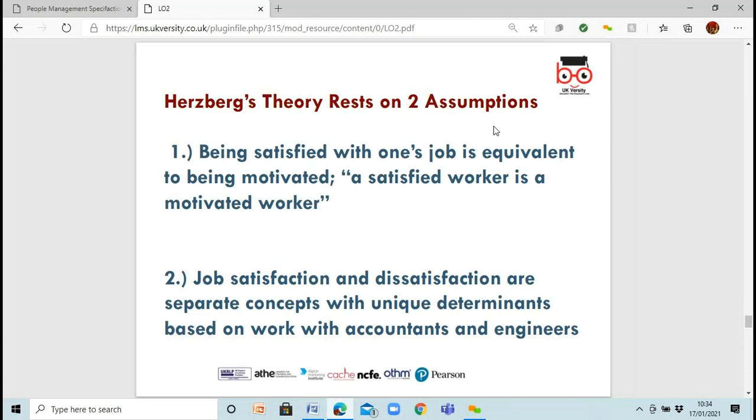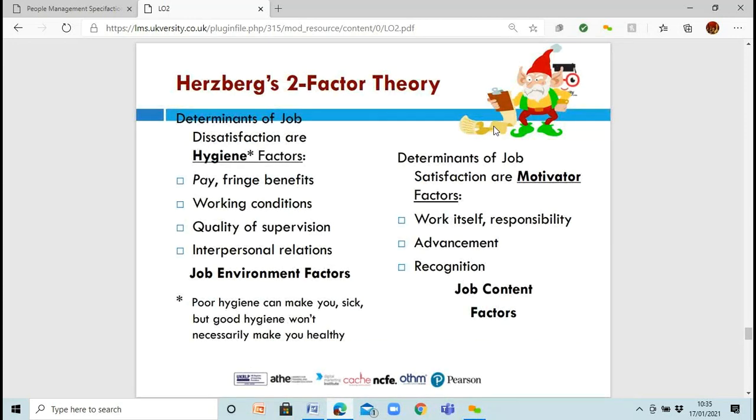Then we've got Herzberg's theory, and it rests on 2 assumptions. So the first one is that being satisfied with one's job is the equivalent of being motivated. So a satisfied worker is a motivated worker. And 2, job satisfaction and dissatisfaction are separate concepts with unique determinants, based on work with accountants and engineers.